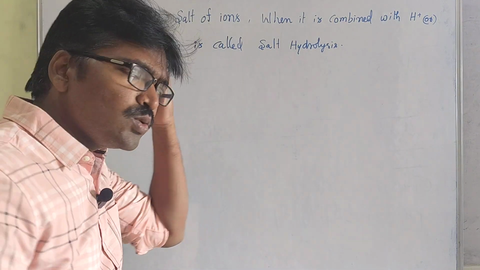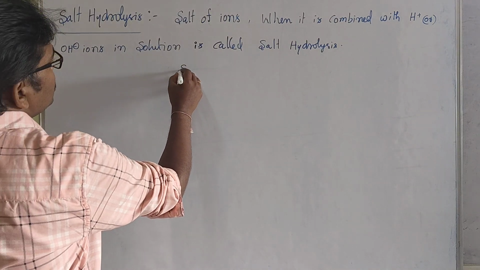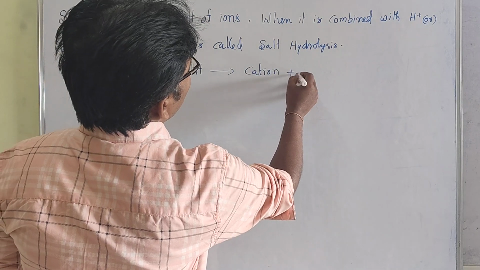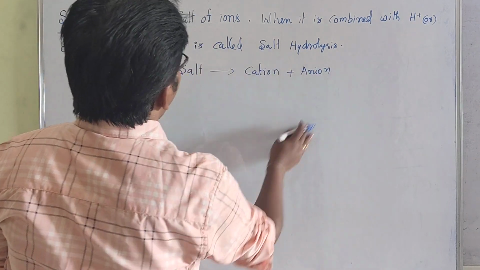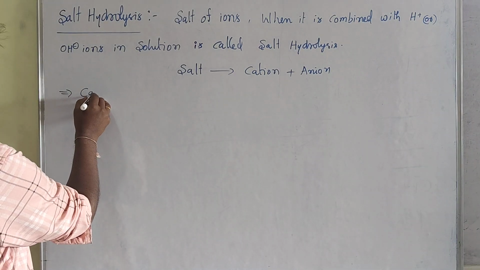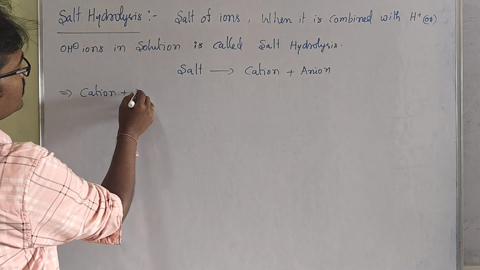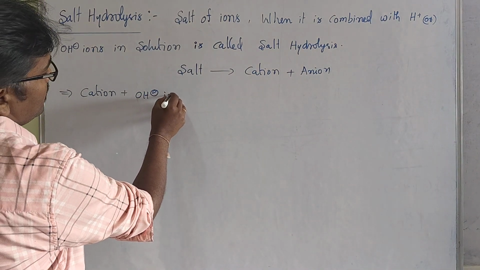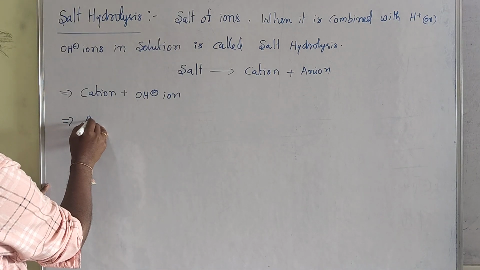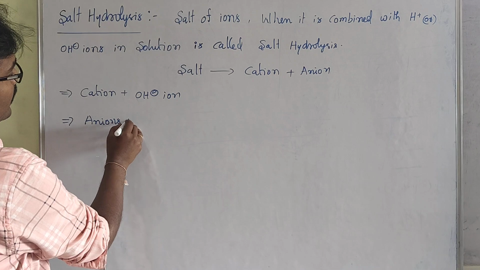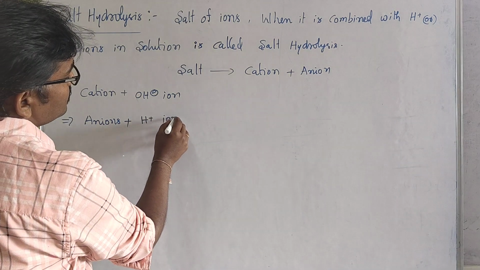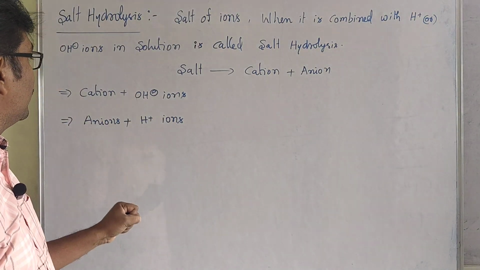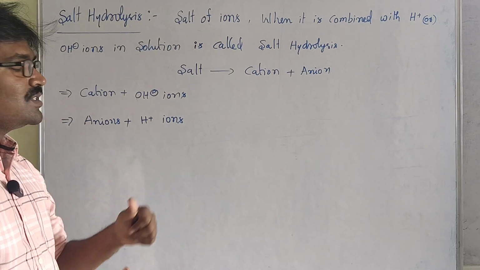When a salt is dissociated into cation as well as anion, the cation is going to combine with OH minus ions, and the anions combine with H plus ions. Remember this. So cations in the salt are combined with OH minus ions, and anions in the salt are combined with H plus ions.